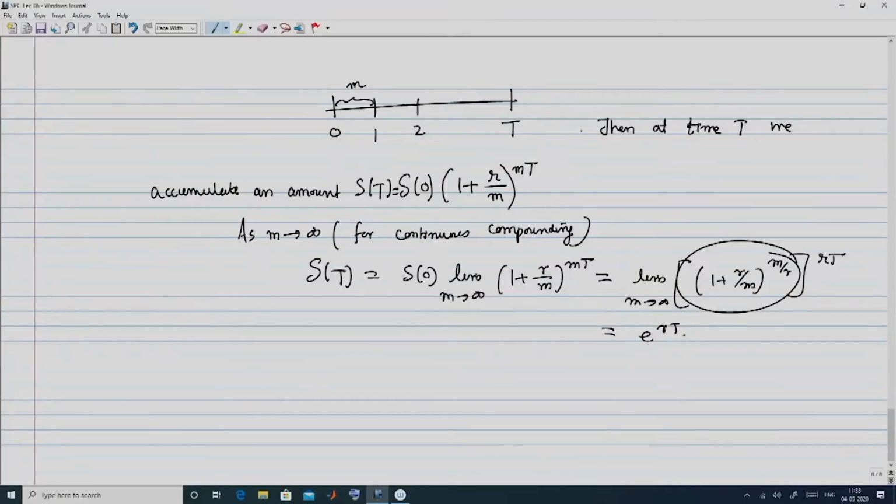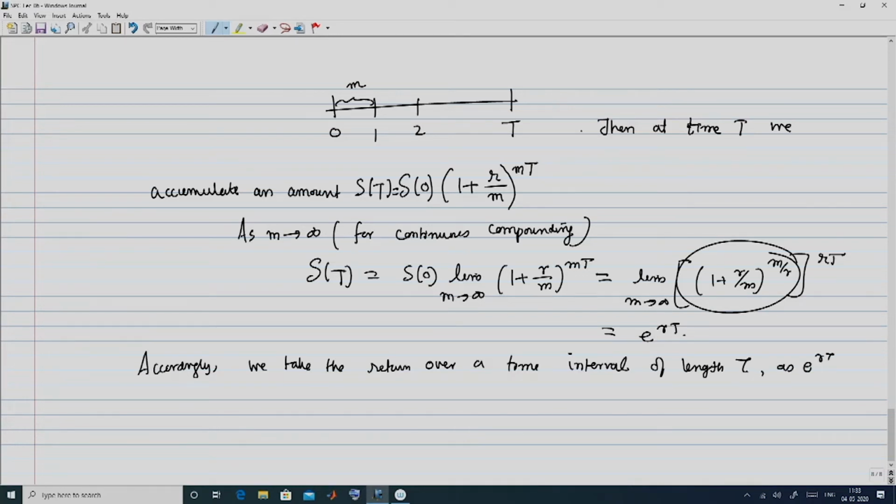Okay, so let us now come back to our main discussion on the gBm. So, accordingly, we take the return over a time interval. Remember, we took the time interval notation to be tau is equal to 1 by n. So, we take a time interval of length tau as e raised to r tau.